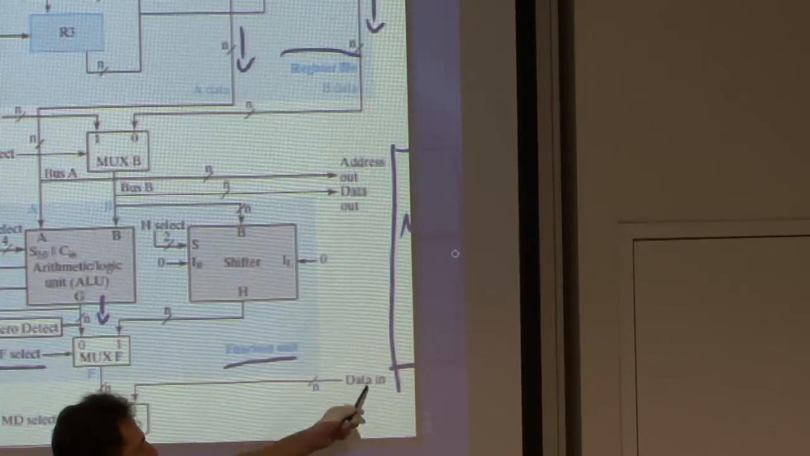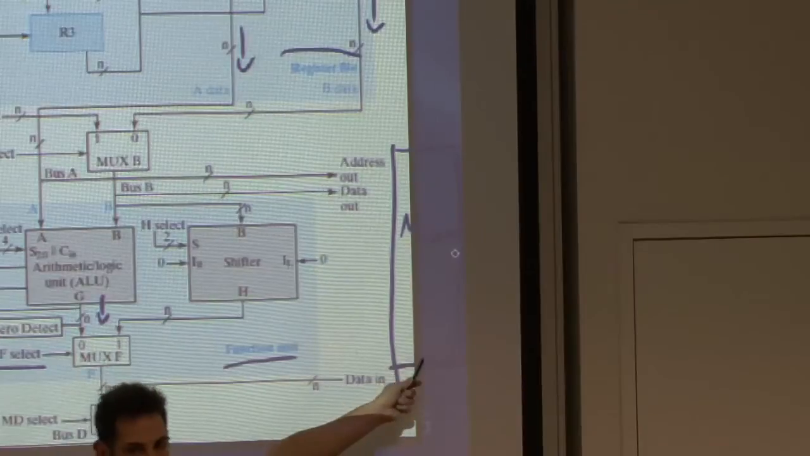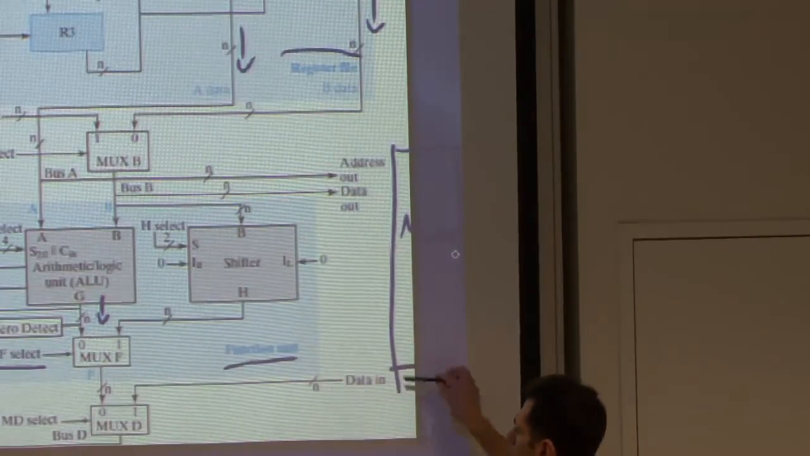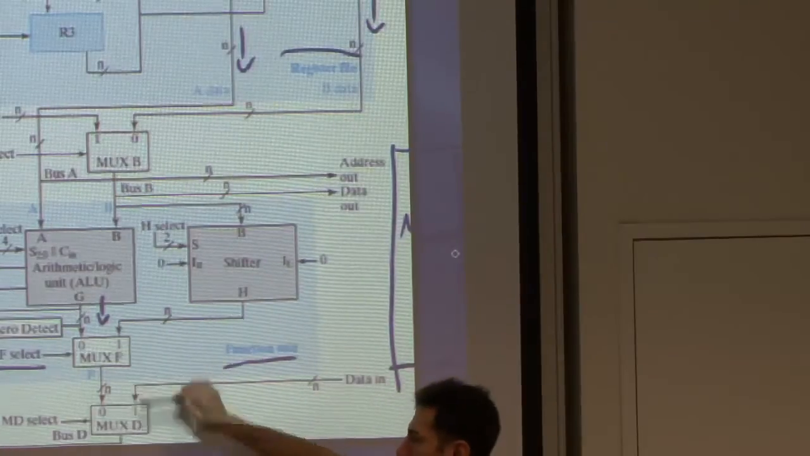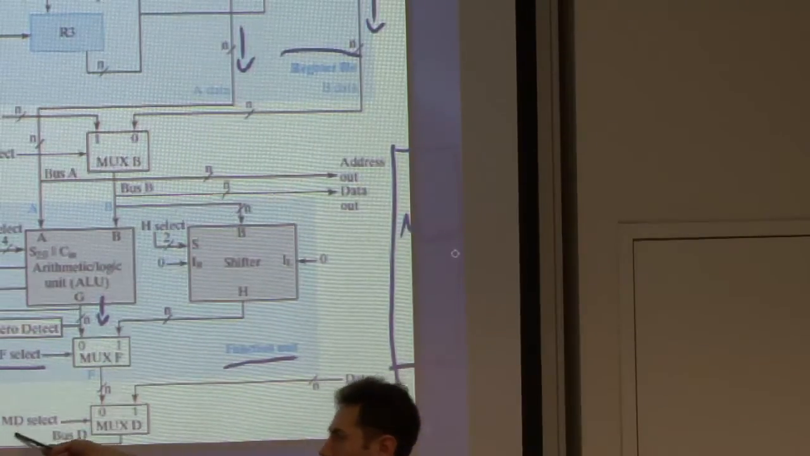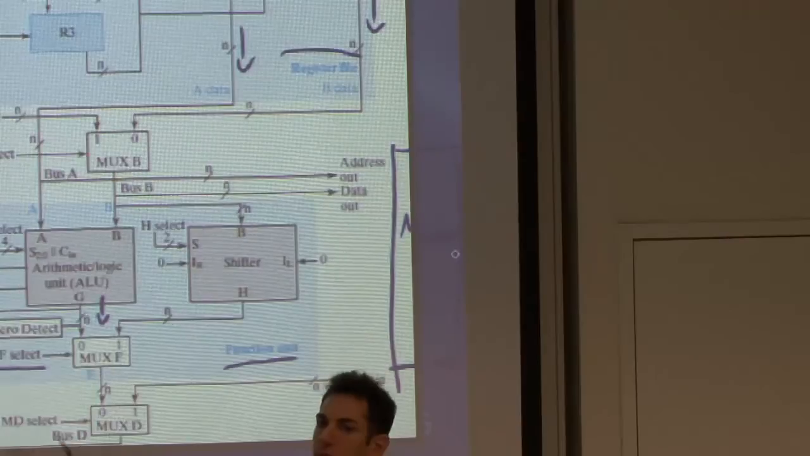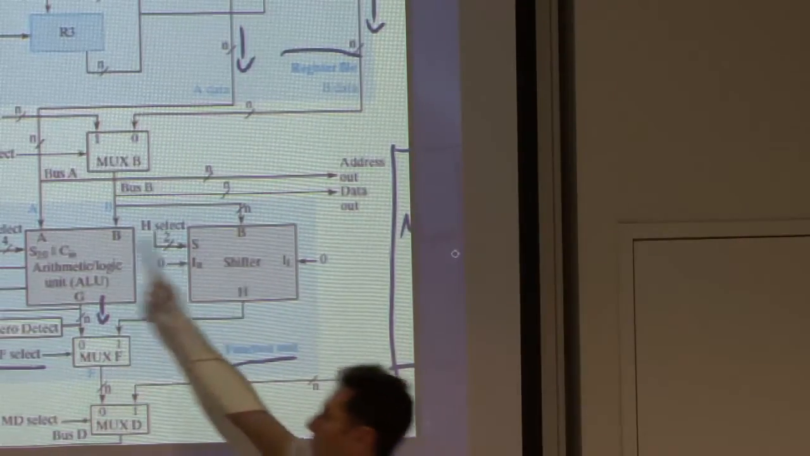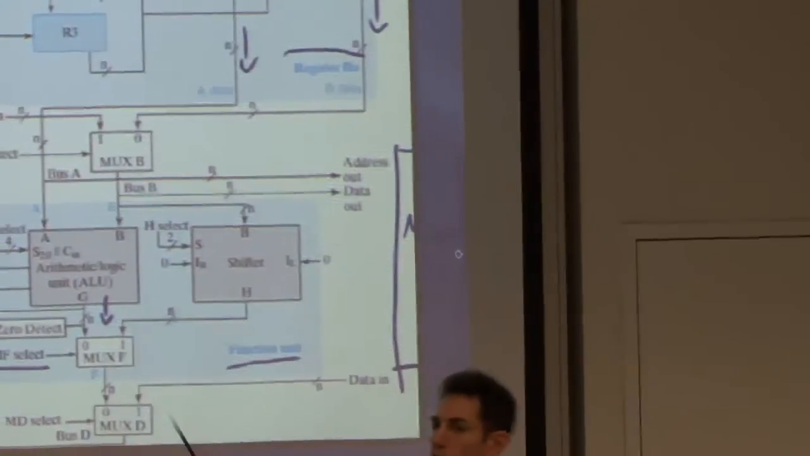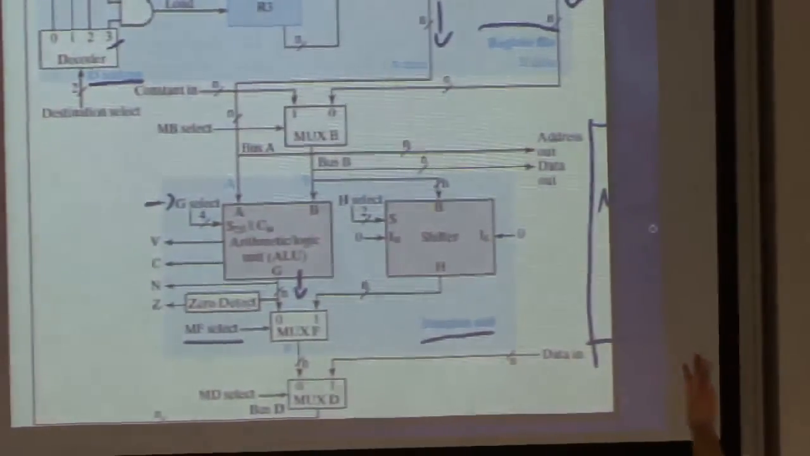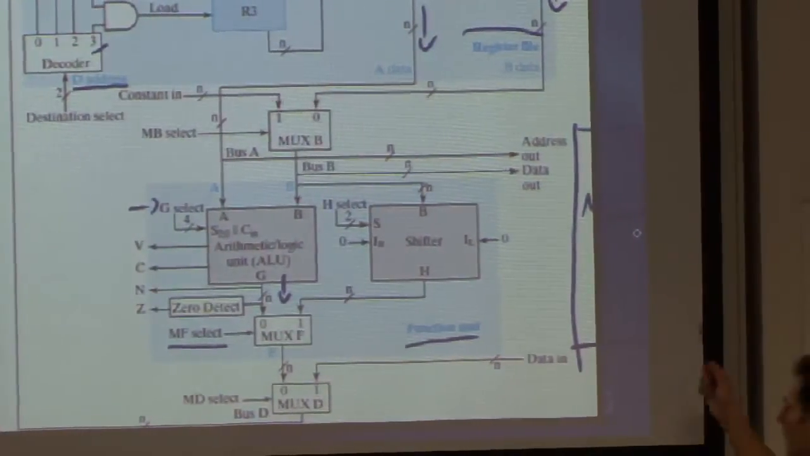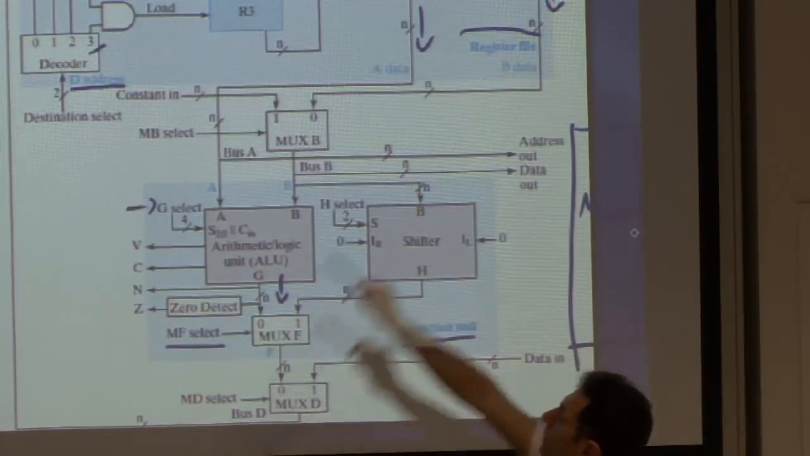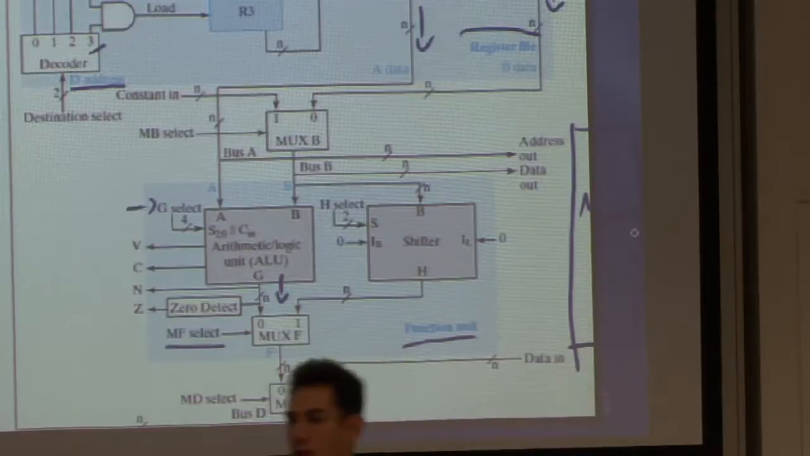Then we have a data in signal that will be connected to the memory. We will ask for a particular data from the memory. This will come through the data in. And then we can select, using the multiplexer of the data, whether we're actually interested in storing the result from the function unit, or maybe we're ignoring altogether the function unit and getting some data coming from externally, from the memory, and storing this back into our register file.